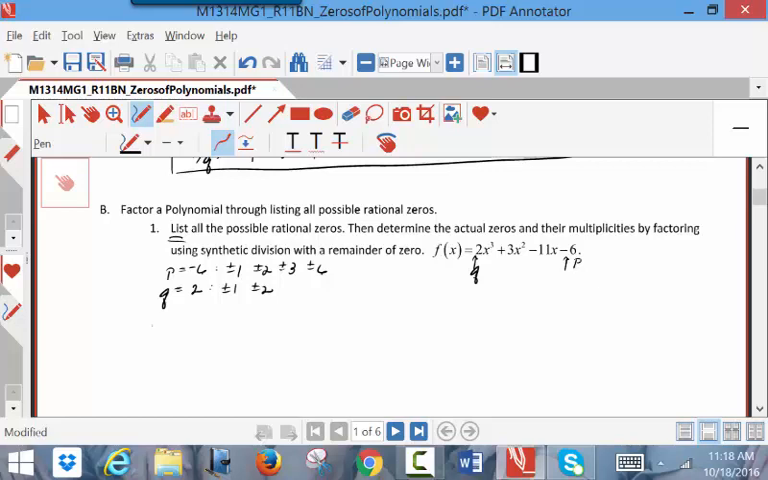So now I need to list my p's over my q's, my true possible rational zeros, not the actual ones, but the possible ones.